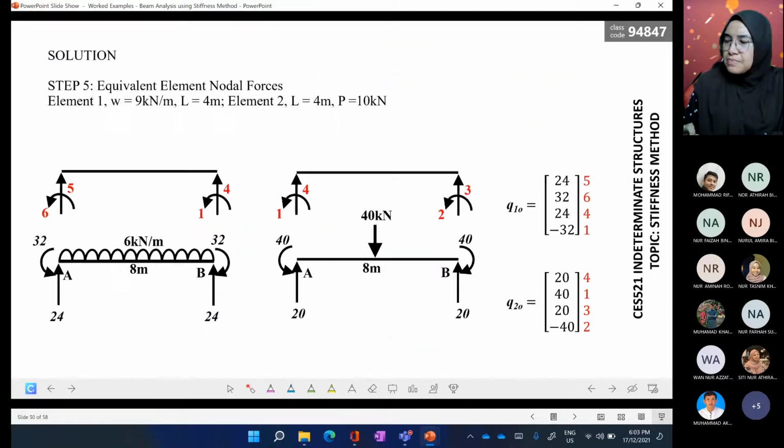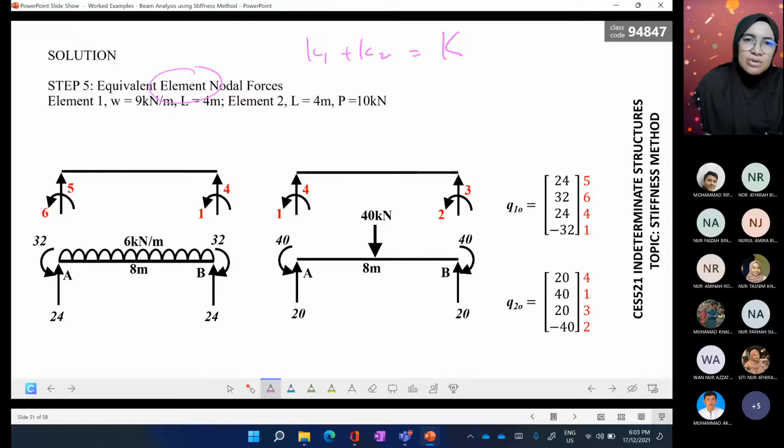So we move to equivalent nodal forces. To calculate equivalent nodal forces, we have to identify first or establish first equivalent element nodal forces. Equivalent element, the word element itself, okay, kalau K kita ada K1 and K2. K1 and K2 is equivalent to capital K. So small letter we use for element, capital letter we use for structure.